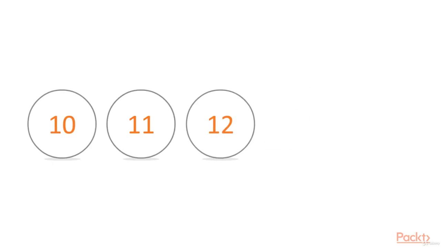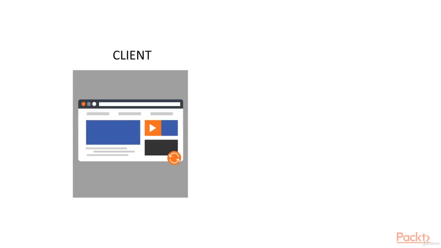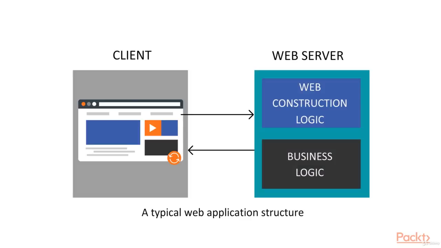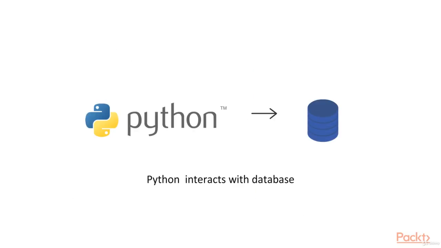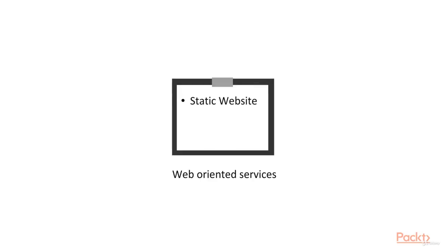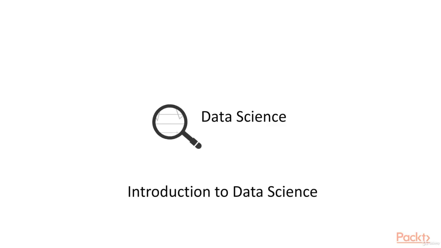Then sections from 10 to 14 will teach you how a typical web application is structured and how Python interacts with databases. And then on top of that, you will learn how to build yourself some web-oriented services, for example, a static website or an API or a chatbot that can be installed on the Facebook platform. And then the last two sections, 15 and 16, will teach you a bit of data science. So you will get the strategies and the tooling that are required in order to manipulate big data sets and extract knowledge from them.